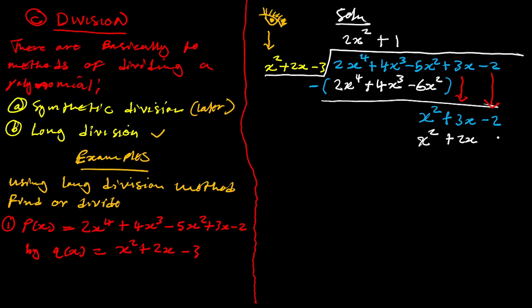So when you have that, you can draw a line once again. Then you subtract like we did before. So you subtract there like that. x squared minus x squared is 0. 3x minus 2x, it is surely x. And then negative 2 plus 3 is surely what? 1. Okay.